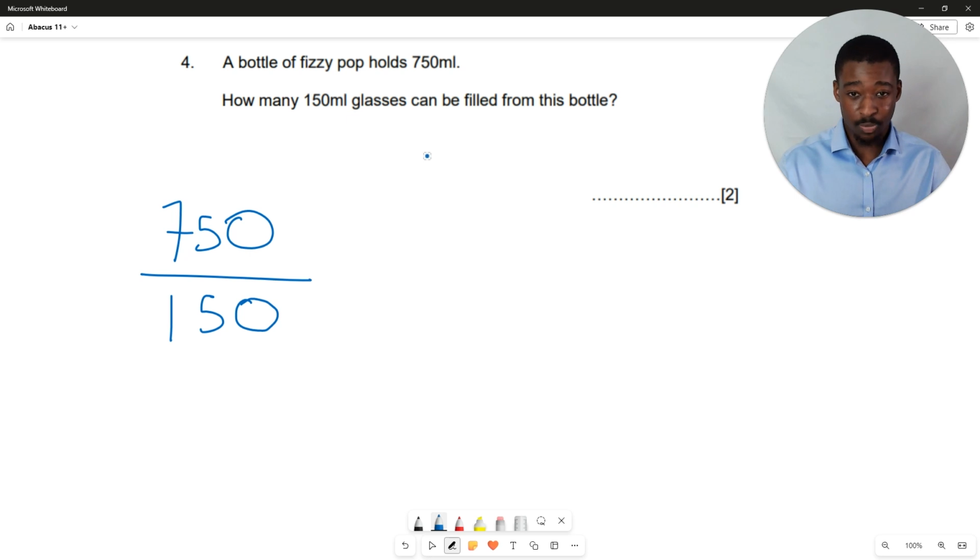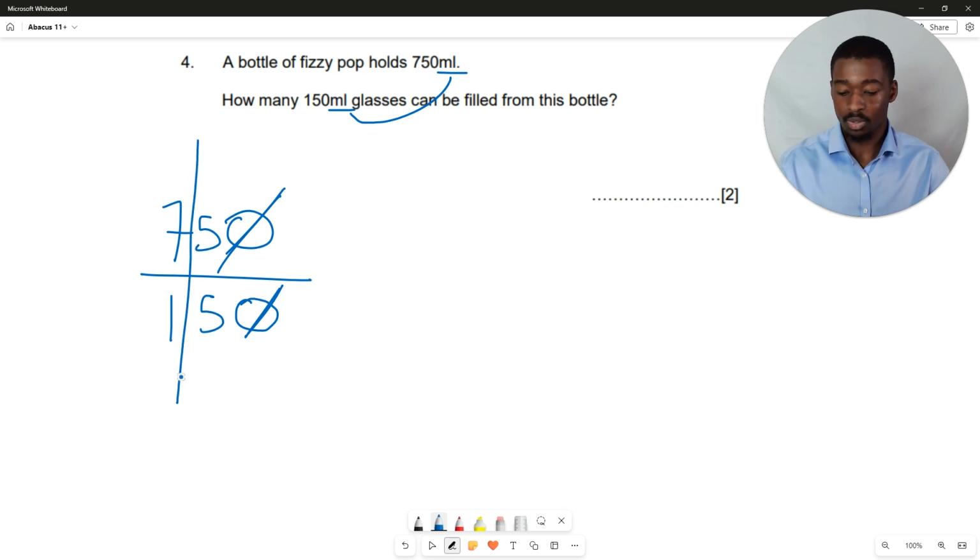milliliters and divide that by 150 to see how many 150s go into 750. Now, this has already been made pretty easy for us because both of these values are in milliliters. They have the same unit. So now it's a simple division, and we can take out the common factor of 10. So we remove the zeros, right?